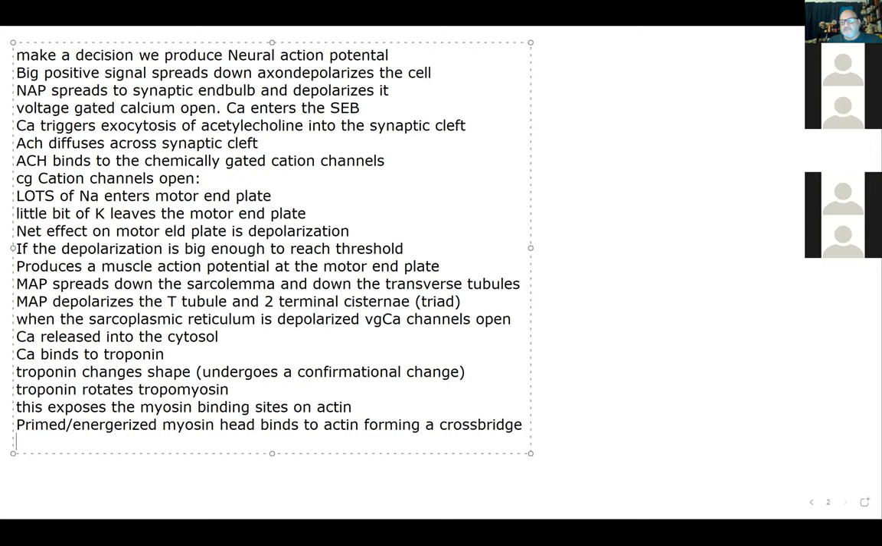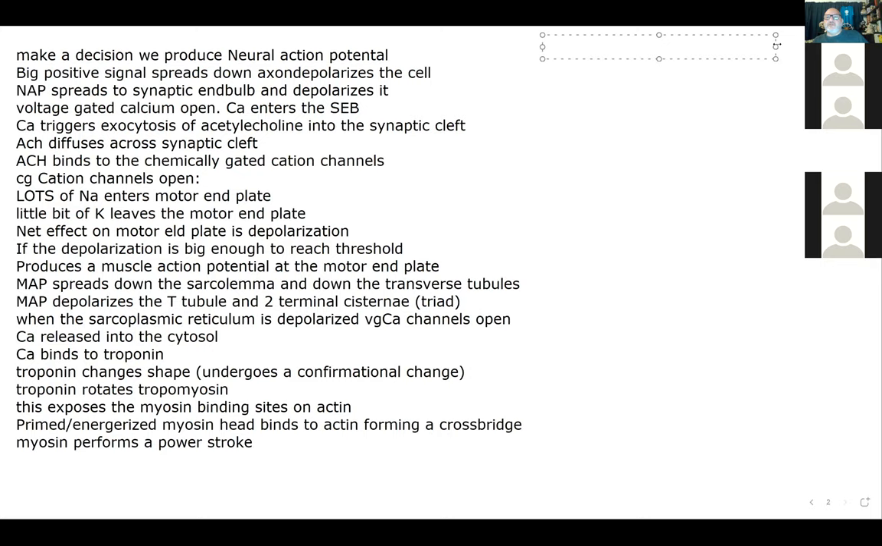Excellent. Performs a power stroke, and we should probably explain what that means. And here I'm running out of room at the bottom, so let's sneak up here and do it here. What is that power stroke? There we go, I like that. Pivots towards the M line. Excellent.